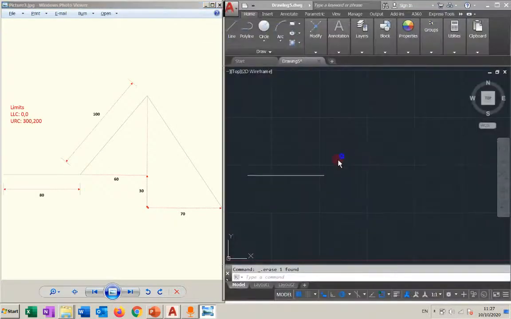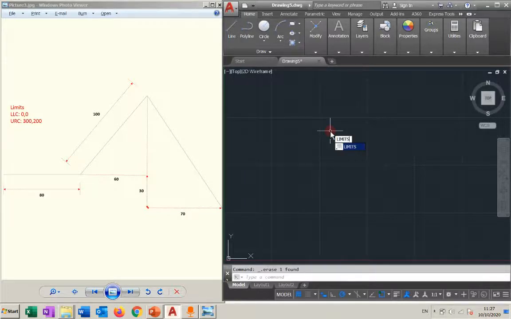Now first thing, we will set the limits. Limits, we have it here. It's 0,0 and 300,200. Then Z enter, A enter. Now we have the limit setup, starting with line. Since we don't have any coordinate, I can start from point 1. Then I can use polar tracking, just go directly like this, make sure it is horizontal. You type AT for the first line, directly to the right.